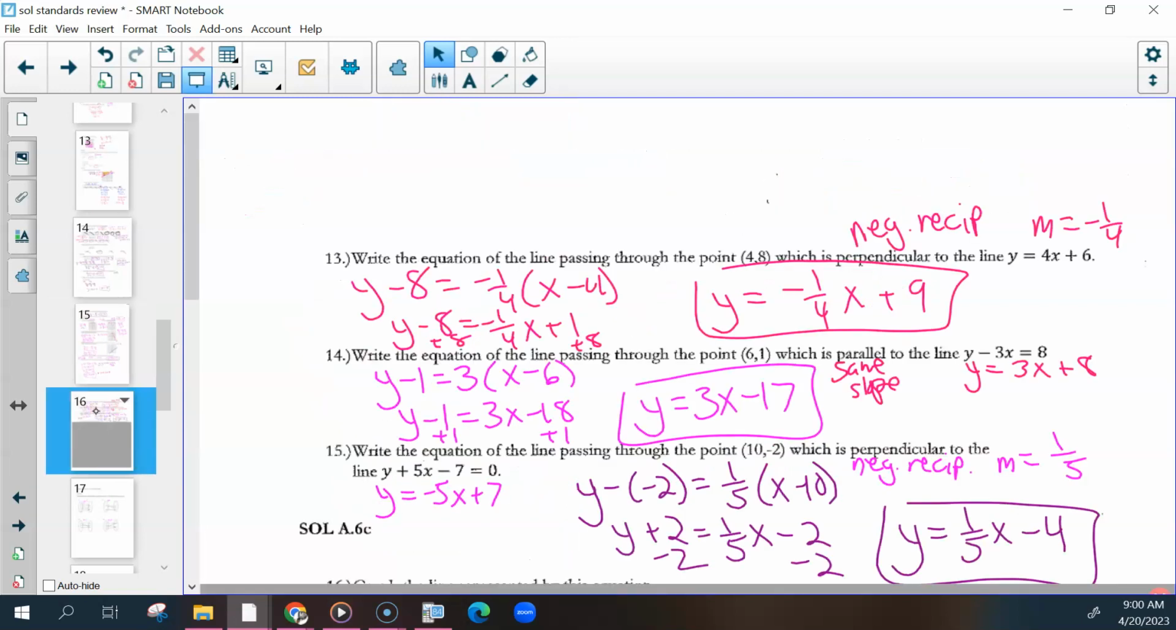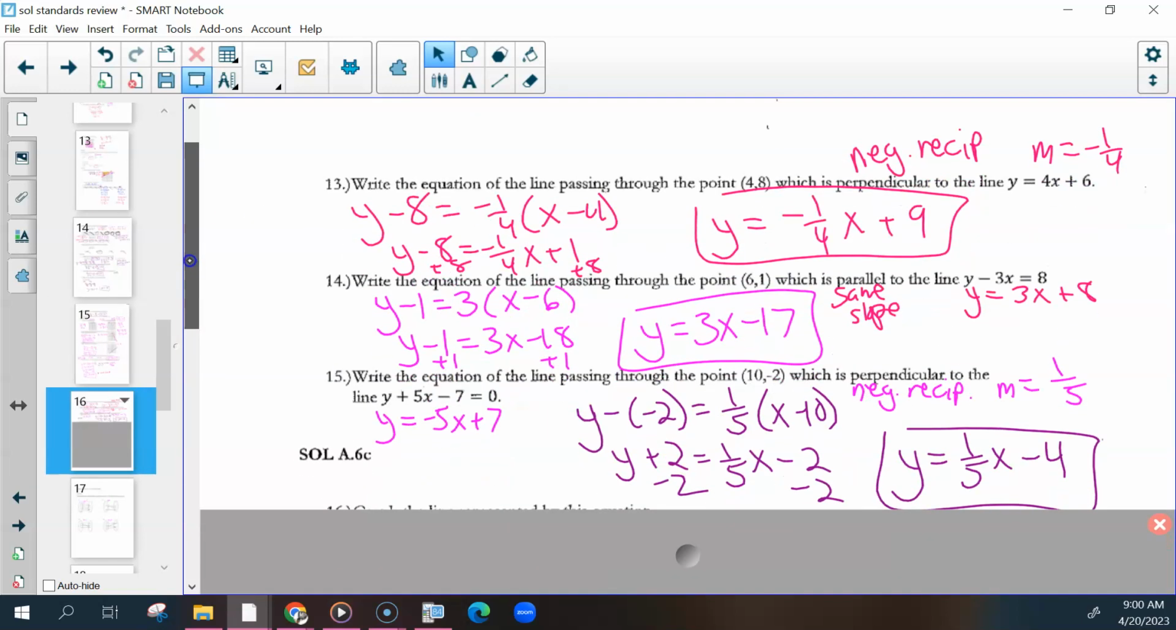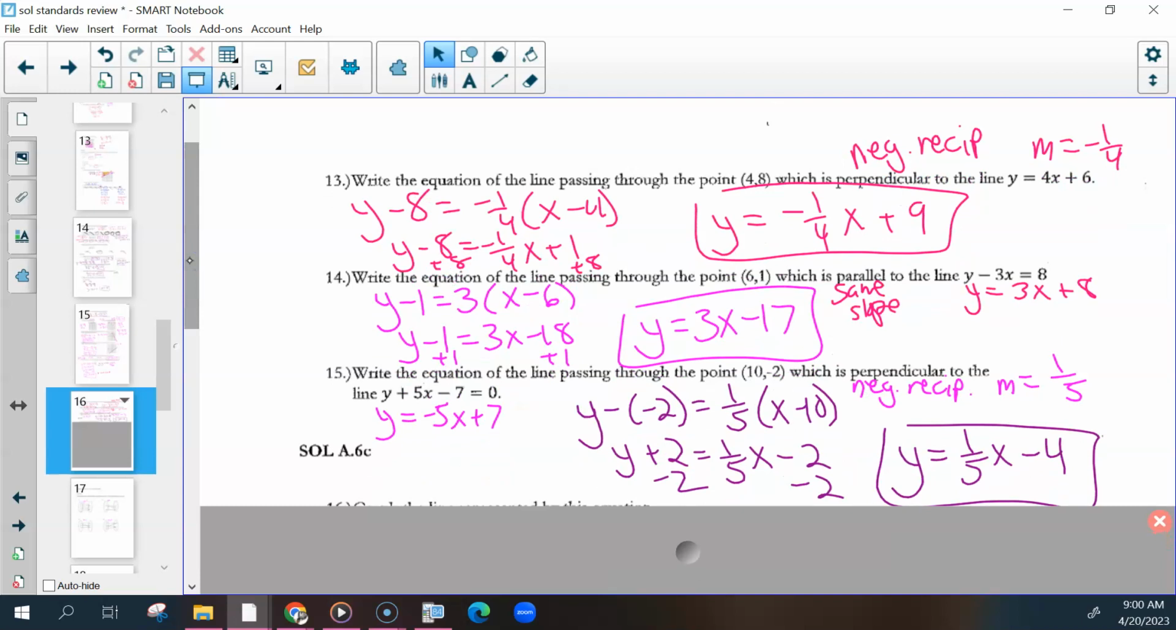If I need to come back to it, I can do that. 13 is similar, but it's now perpendicular, so you have to remember that the slope is a negative reciprocal, so take it, flip it, make it negative. And it has to go through that point, so still using your point slope formula with your new slope, that would give you your equation of your line.